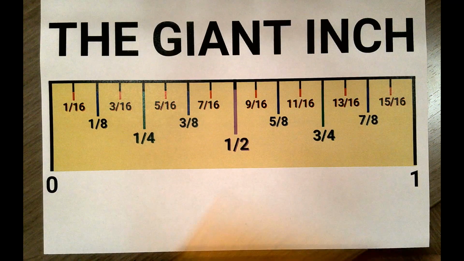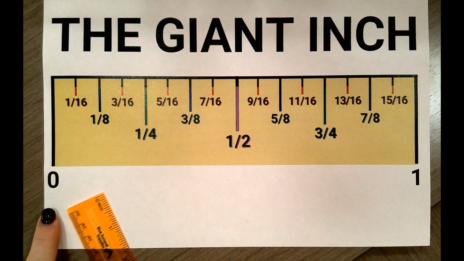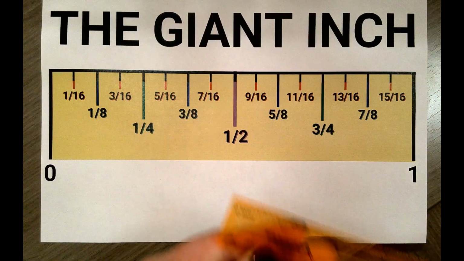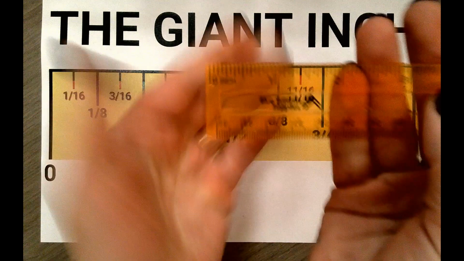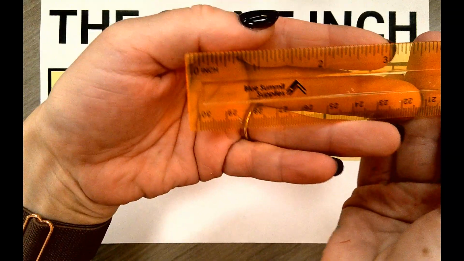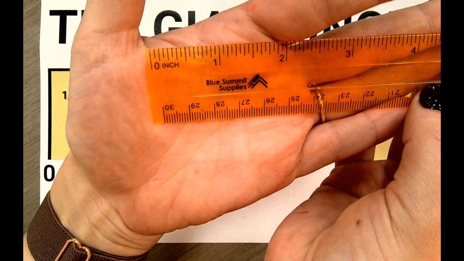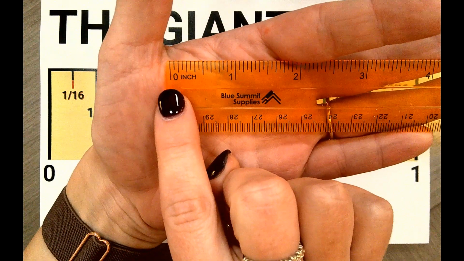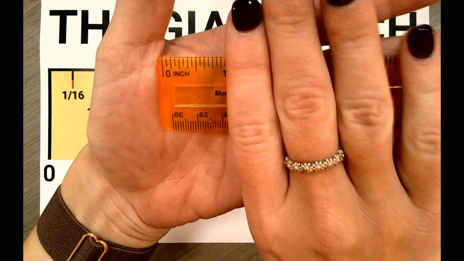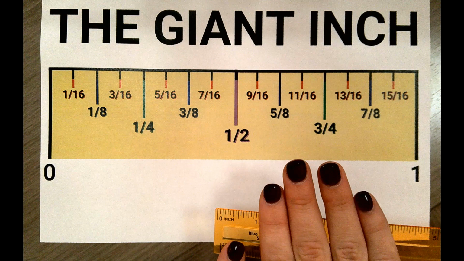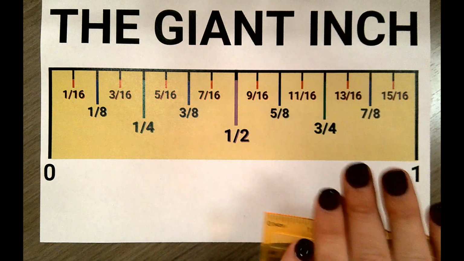So if you'll notice, at the bottom of the giant inch, we have a big 0 and a big 1. If you look really close on your ruler, let me get that to focus, hang on. Okay, you'll notice right before the word inch, there is a big 0 and there is a big 1. Okay, right here. I'm going to kind of cover this up. From 0 to 1, this picture is just a blown up image of this inch. Okay, that's why it's called the giant inch.